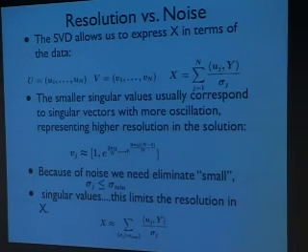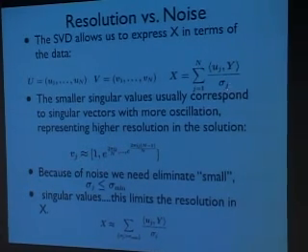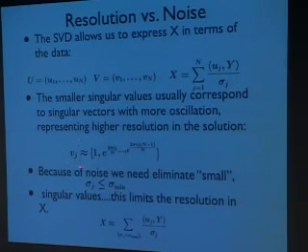But in most problems, and especially problems that have any kind of a differential equation hidden someplace in the background, what you find is that as you go higher and higher in frequency, in J, smaller and smaller singular values correspond to more and more oscillatory singular vectors. And so what you're doing when you're throwing away small singular values is you're just diminishing the resolution.